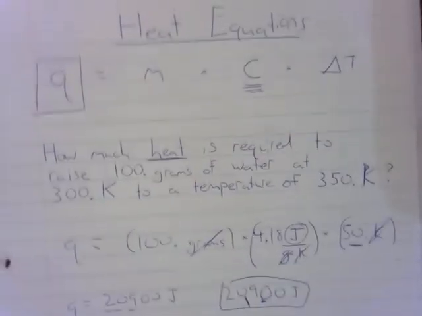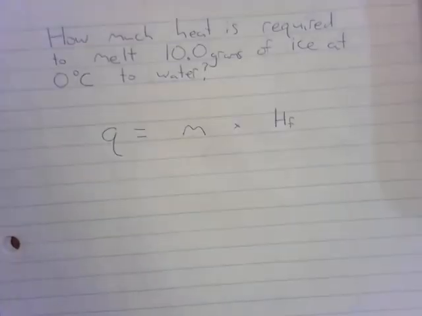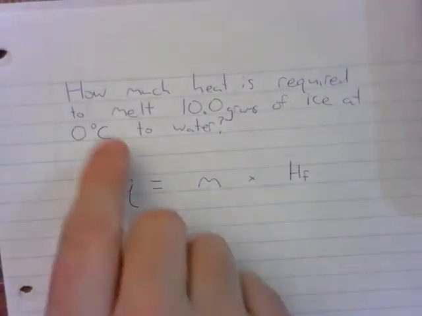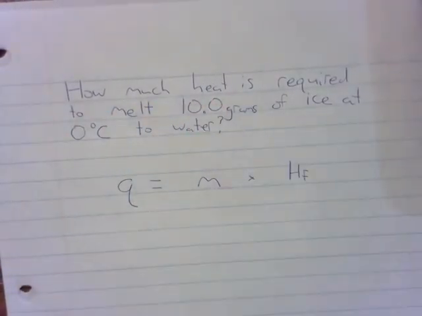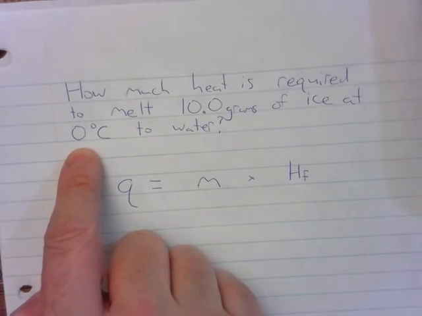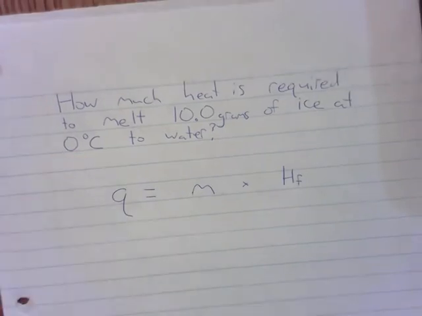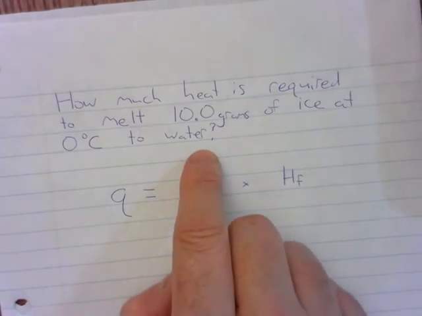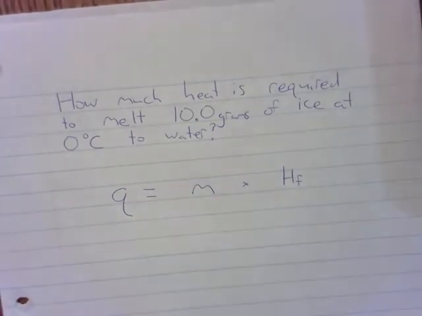So let's say I have this equation. The question is, how much heat is required to melt 10 grams of ice at 0 degrees Celsius to water? Notice a couple of things here. Number one, there is no change in temperature. It's at 0 degrees, and at no point do I say I'm changing to a new temperature. Number two, this is a phase change. It's turning ice into water, solid into liquid, which means we're not talking about kinetic energy anymore. We're talking about potential energy.